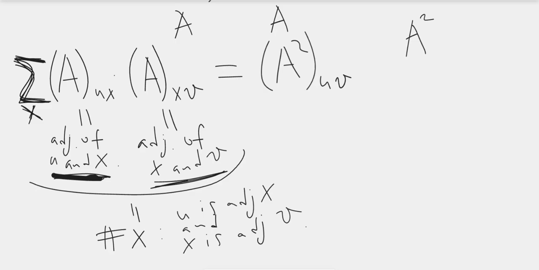So now let's draw a picture. We have a vertex U and we have a vertex V. So what does it mean that we take the number? Here somewhere is vertex X. So we need to find the number of such vertices X that U is adjacent to X. So there is an edge from U to X, and there is an edge from X to V. So this is simply the number of.